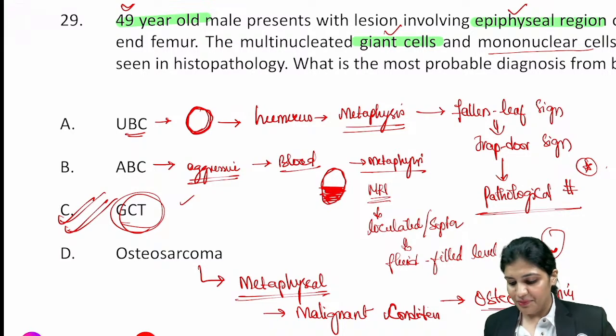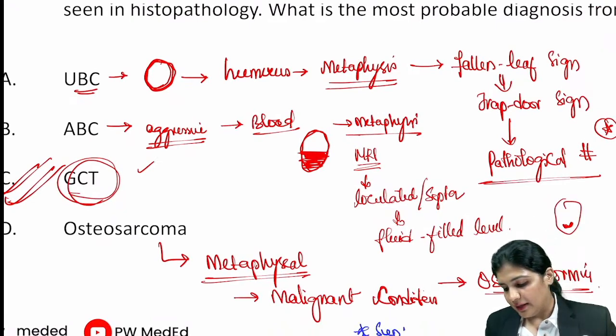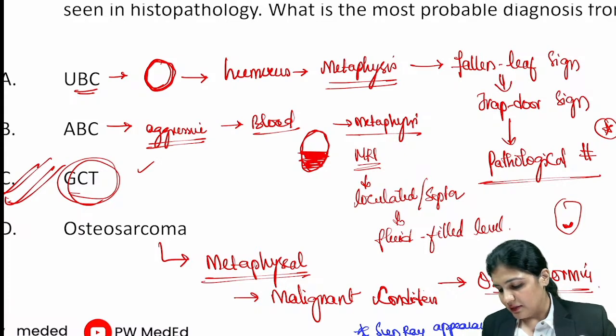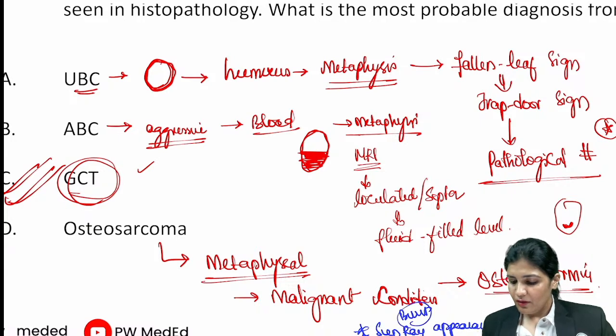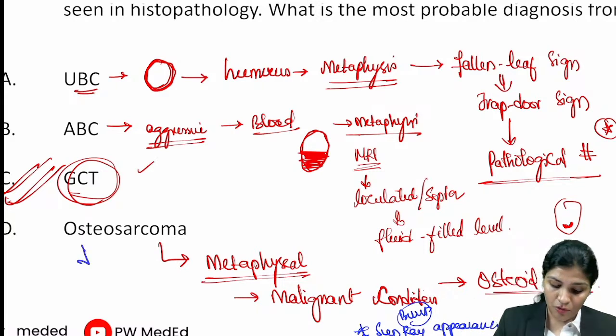So what are those X-ray appearances? The most important are the sun ray appearance and your Codman's triangle. Sunburst appearance or sun ray appearance, and then your Codman's triangle. So these two are important things which you see on the osteosarcoma. It is mainly seen in the metaphyseal region, and the most important thing is where it is seen: in femur, that is lower end of femur, followed by tibia.